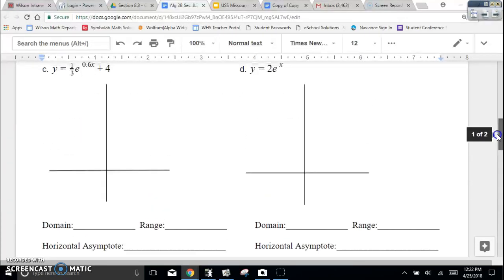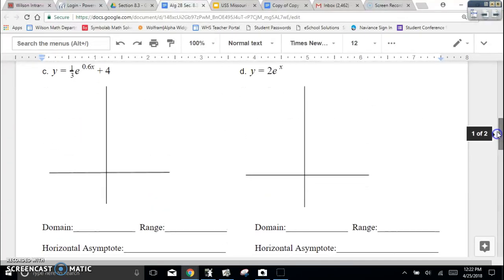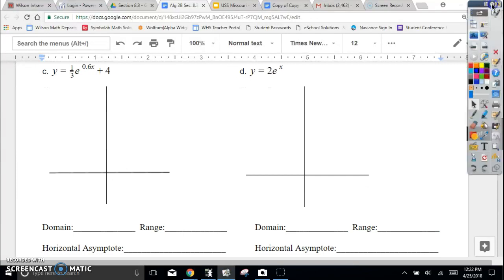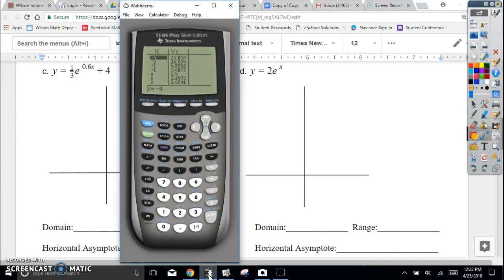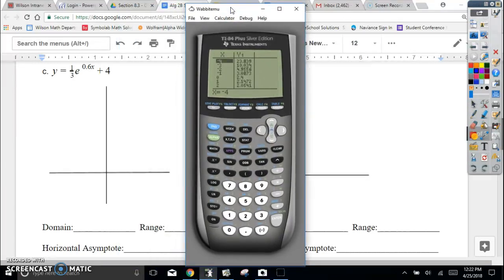So that was A, B, so here we are with C and D. So it's more of the same. So I'm going to go ahead and punch this guy in again. This one I'm going to do a little bit more quickly because this time it's really the same thing. So I got 1 divided by 3. I have my e to the 0.6.